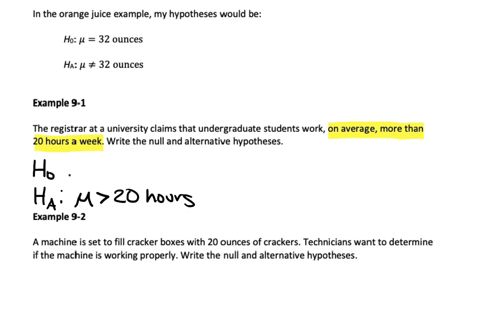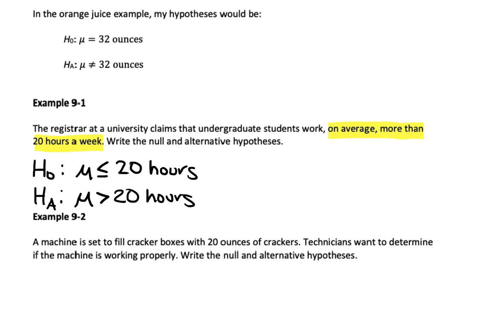So the opposite of more than 20 hours is less than or equal to 20 hours. The null hypothesis always has the equality, so it has the equal to line, or the equals sign in it. So my null hypothesis is that the mean is less than or equal to 20 hours.